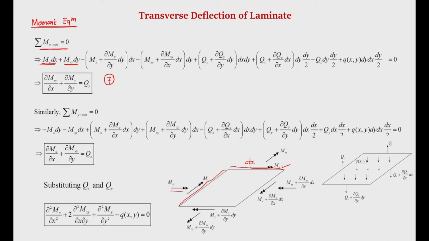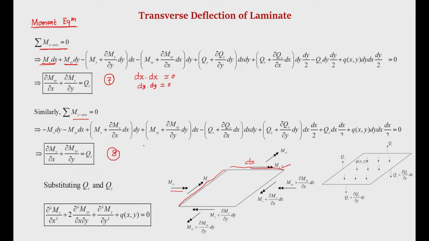Okay. So, once we do this, we get this equation. Of course, because dx and dy are small, dx into dx is considered to be very, very small and almost equal to 0. And using this, we get this as the equation from the moment equilibrium about the x axis. Similarly, considering the moment equilibrium about the y axis, we get this equation.